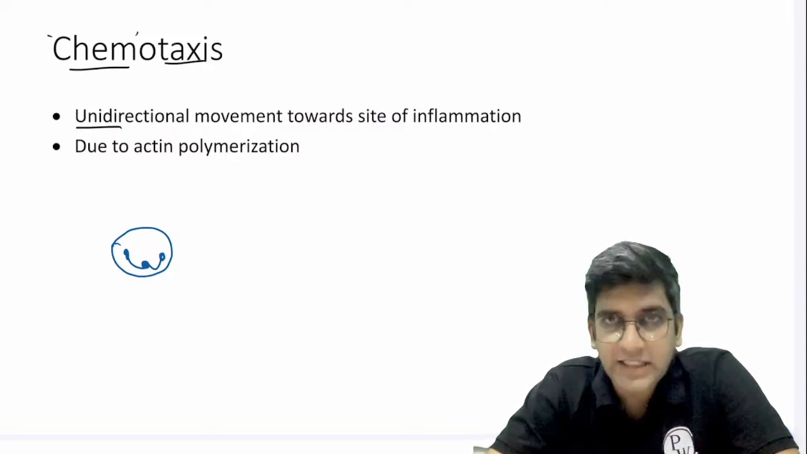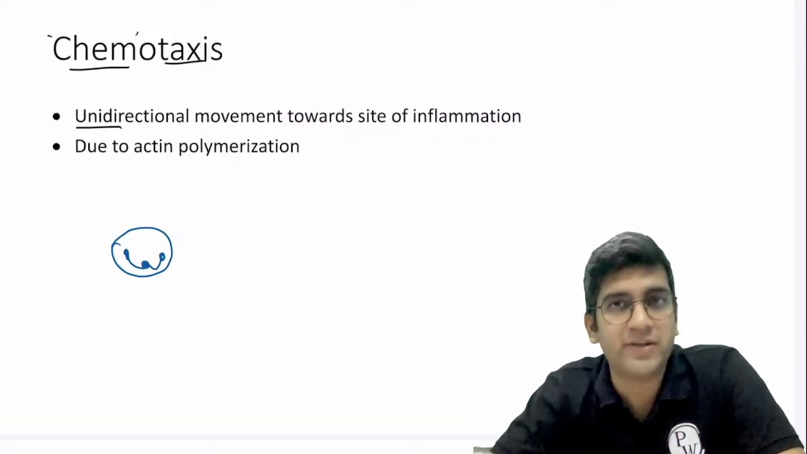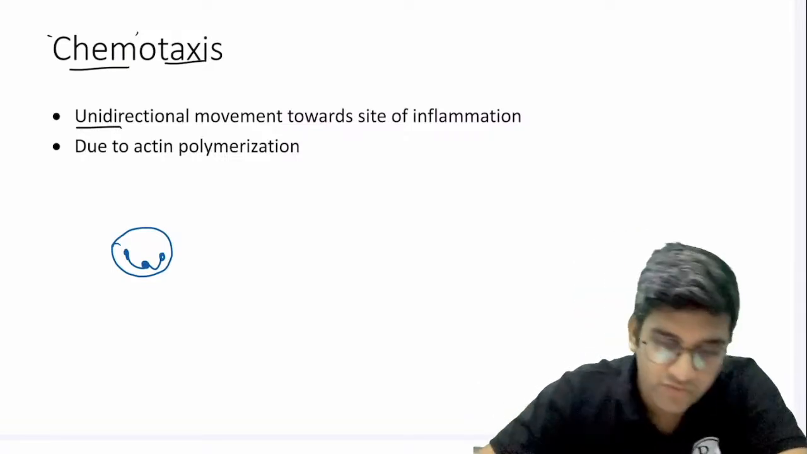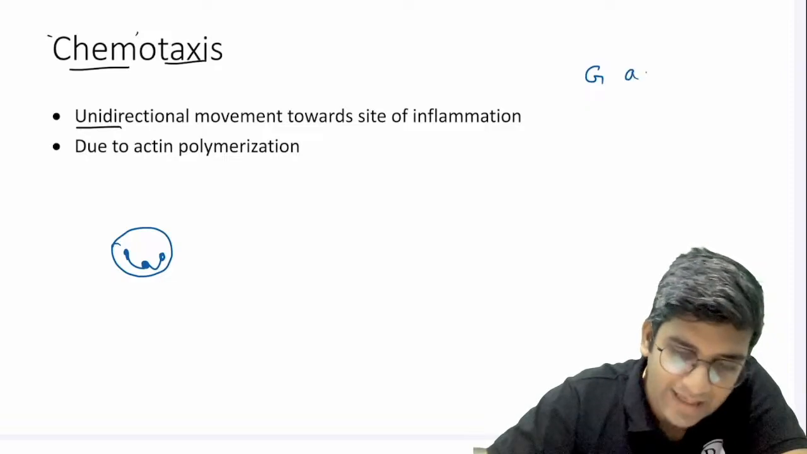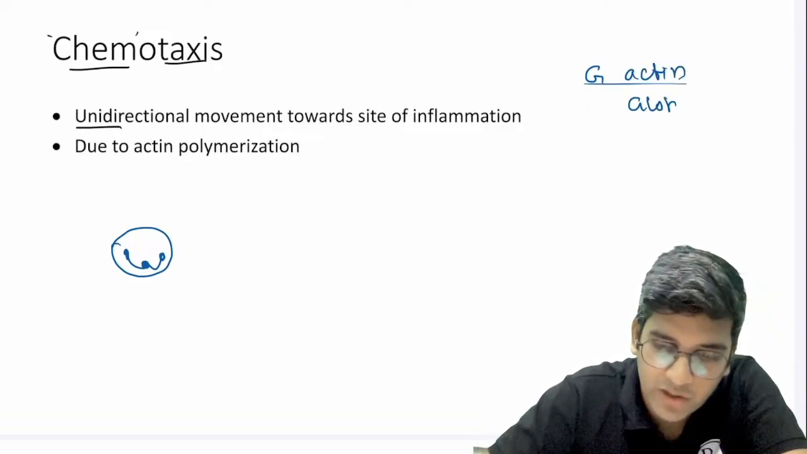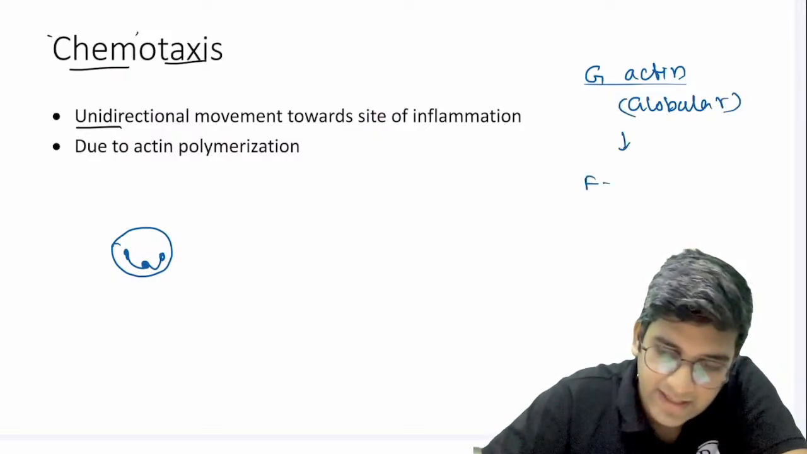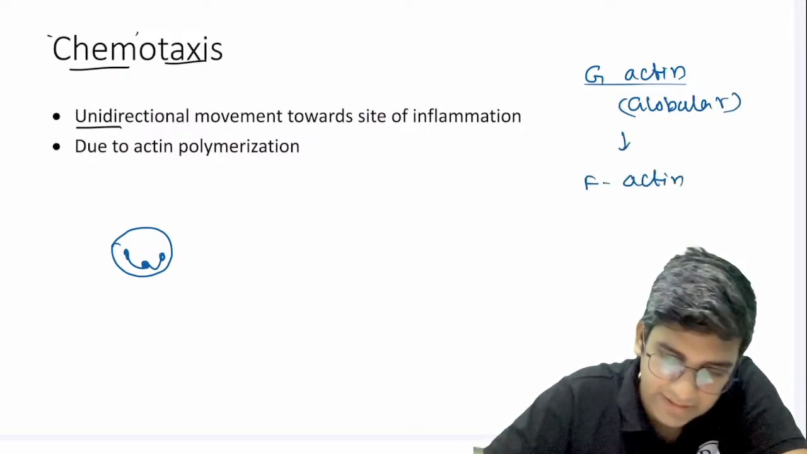So when they are mesenchymal derivative, they will have molecules called actin and myosin, like my muscle fiber. Muscle is also mesenchyme, right? So we have two types of actin called G-actin. You might have read this in your physiology. G stands for globular actin. And we have something called F-actin. F stands for filamentous actin.